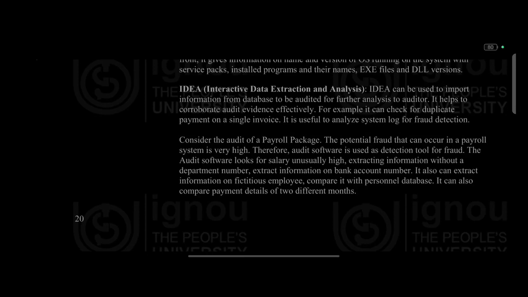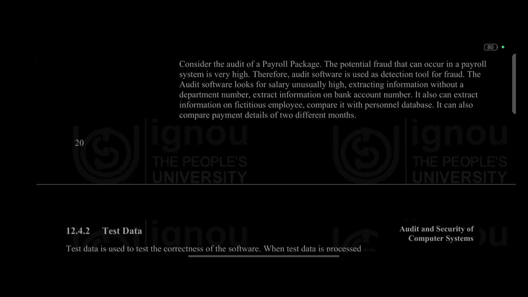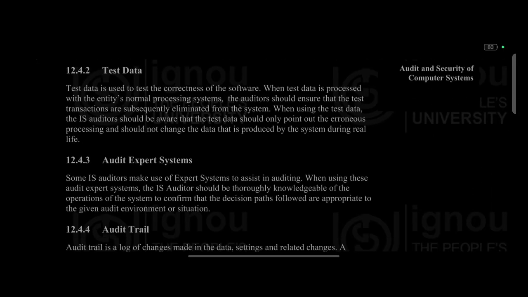Consider the audit of a payroll package. The potential for fraud in a payroll system is very high. Therefore, audit software is used as a detection tool for fraud. The audit software looks for unusually high salary, extracts information without a department number, and extracts information on bank account numbers. It also can extract information on fictitious employees, comparing it with the personnel database. It can also compare payment details of two different months.